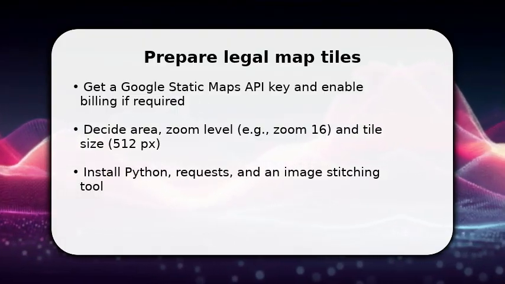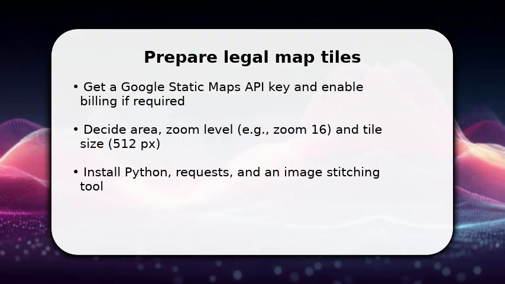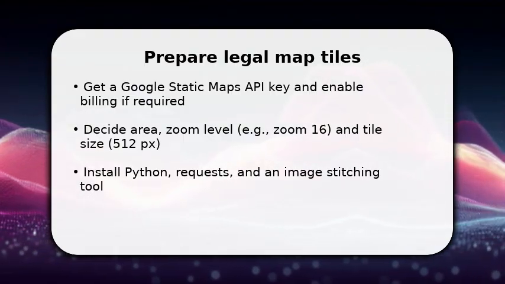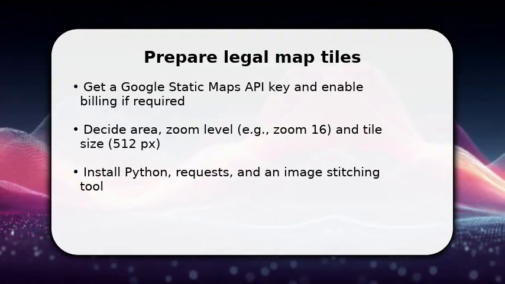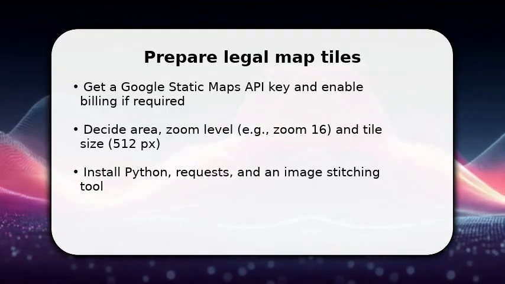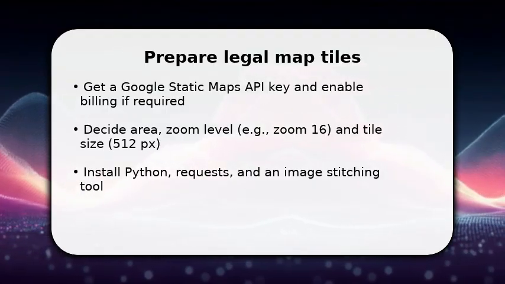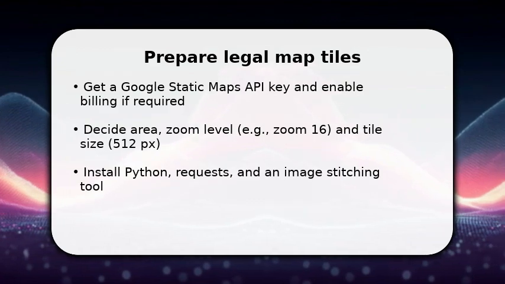Then install Python plus a simple requests-based script and an image stitcher. These let you batch download tiles and merge them into one large orthophoto. Once done, you'll have a stitched image that represents the map area ready for conversion.